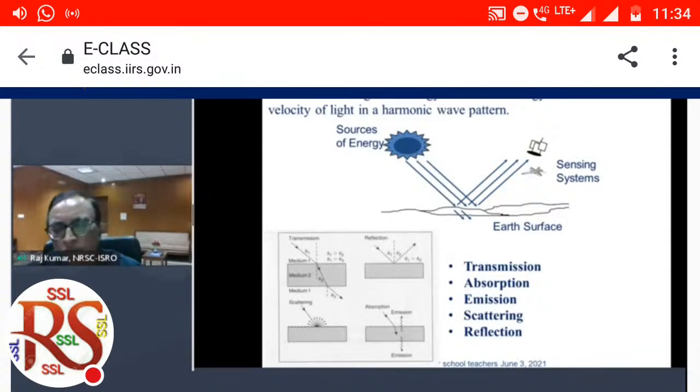Part of that energy will be scattered back also, and reflection. So all those phenomena are taken into account when we are talking about the information content that we derive from the satellite data, or using the sensors on any particular satellite. So you can now understand the basics of these things.